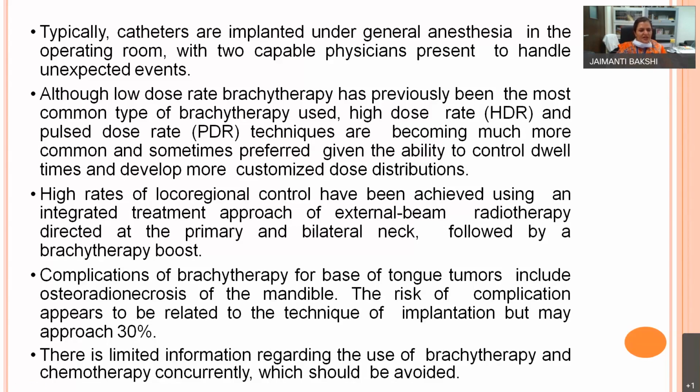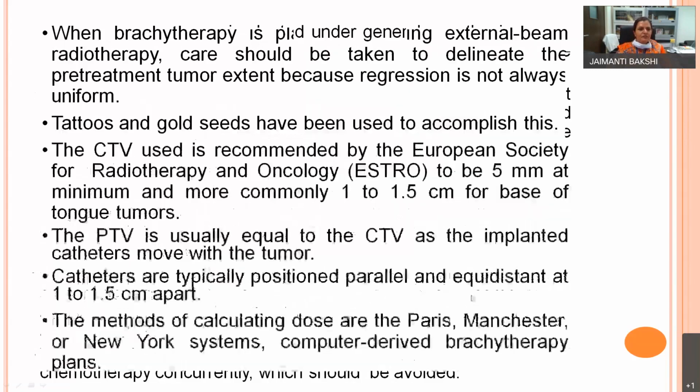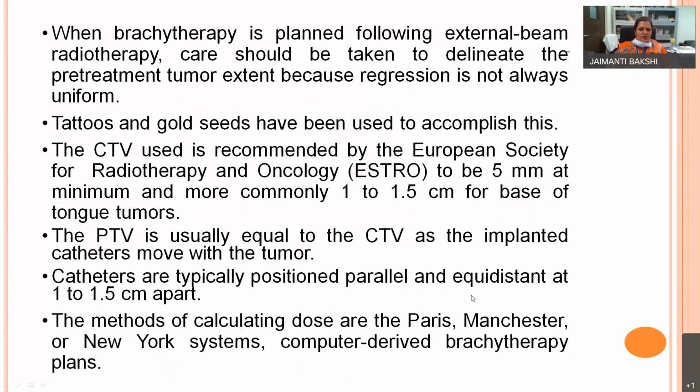But complications of brachytherapy for base of tongue tumors include osteoradionecrosis of the mandible, and high risk of complication appears to be related to the technique of implantation but may approach 30%. So when brachytherapy is planned following external beam radiotherapy, care should be taken to delineate the pre-treatment tumor extent because regression is not always uniform. Tattoos and gold seeds have been used to accomplish this.